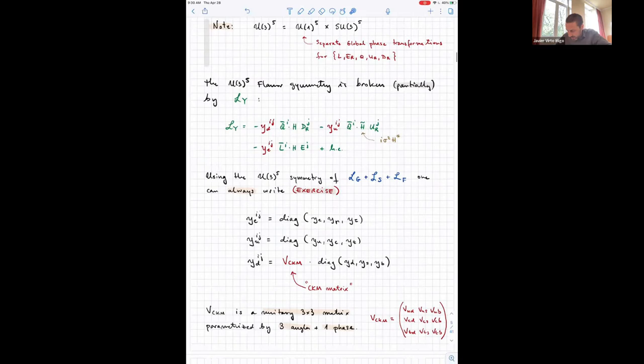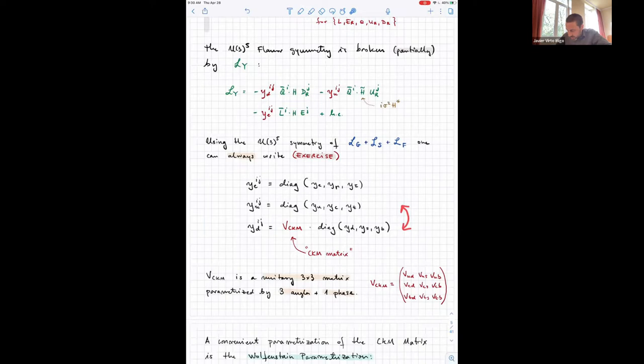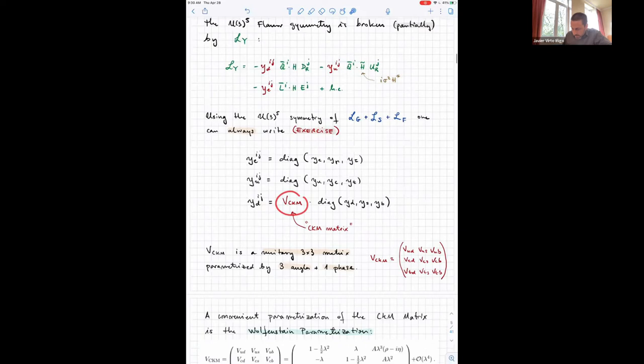You can always switch this around. So you can always decide to diagonalize the down type, and then you have the CKM matrix in the up type. But I will use this convention. This is sometimes called the up basis. Okay, for me it's more useful, but some people use the other one. This is the CKM matrix here, and it's a 3x3 matrix parameterized by 3 angles and 1 phase.